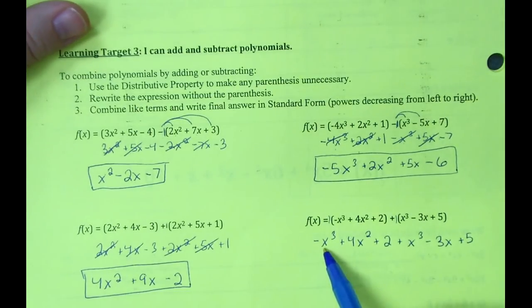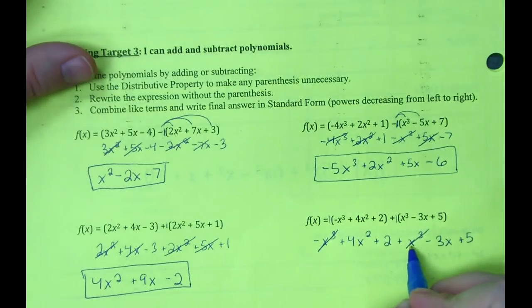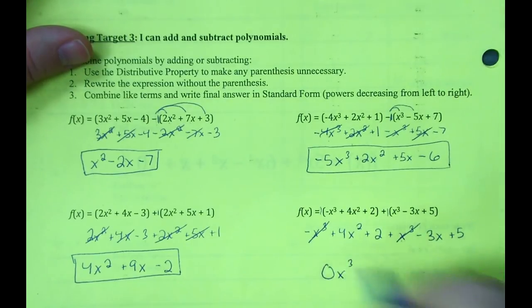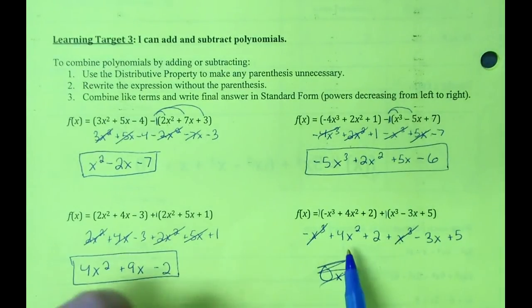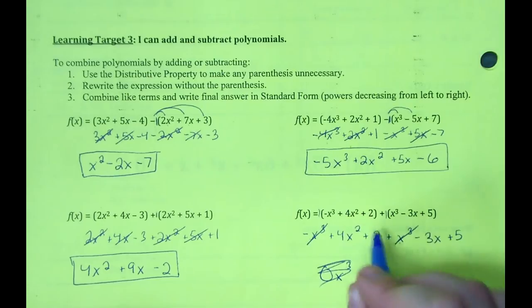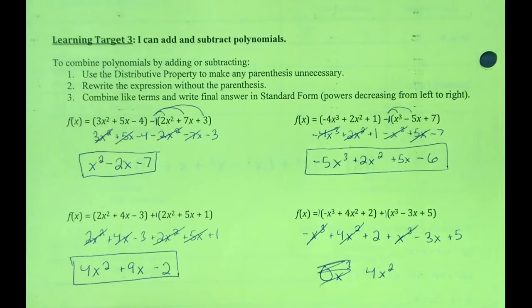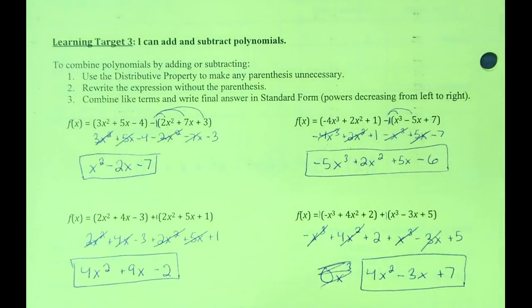I have a negative x to the third and a positive x to the third. Those are going to cancel out. Negative 1 plus 1 is just 0, so I have 0x to the third. If I want to, I could write a 0x to the third, but that is just nothing, so I'm not even going to write anything there. Then I have a 4x squared, and I don't have any other squares to combine that with, so I will just write 4x squared. My next highest degree is this negative 3x. So I'll write that. And then the 2 and the 5 come last, and they make 7. And that is how to add and subtract polynomials.